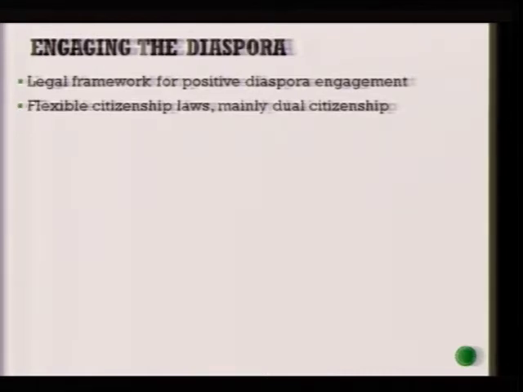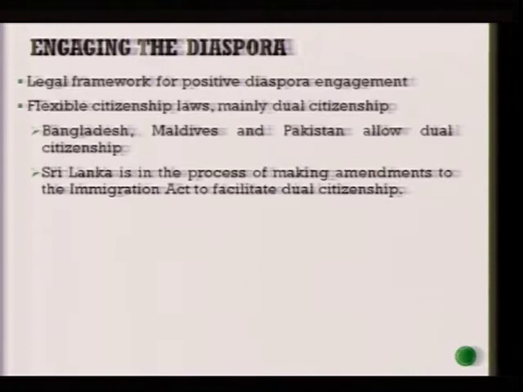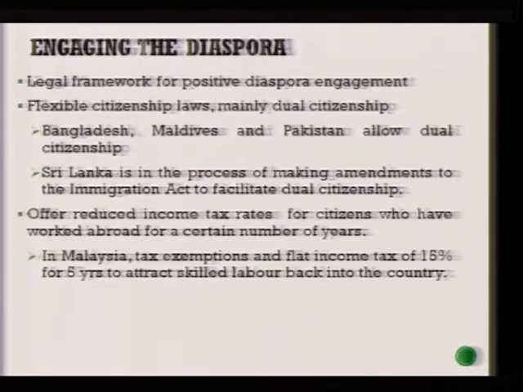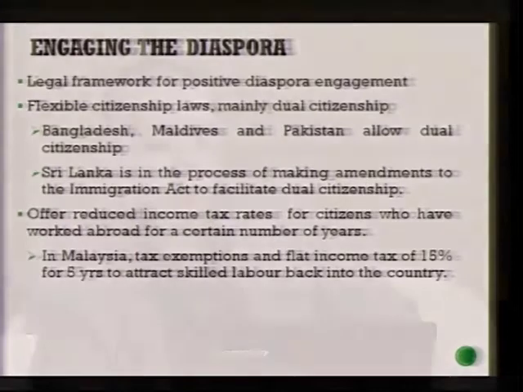to actually engage. One such measure could be flexible citizenship laws, mainly dual citizenship. So far, only Bangladesh, Maldives, and Pakistan have the concept of dual citizenship, and Sri Lanka is in the process of implementing it as well. Another way could be reducing income tax rates for citizens who have worked abroad. This was the case in Malaysia, where tax exemptions and a flat income tax of 15% were given for five years to attract skilled labor back into the country. Also, it is important to strengthen coordination across the various stakeholders, both private initiatives and government efforts, so that we have a greater impact.